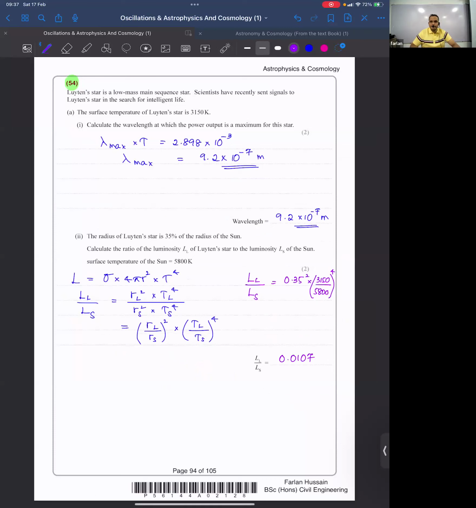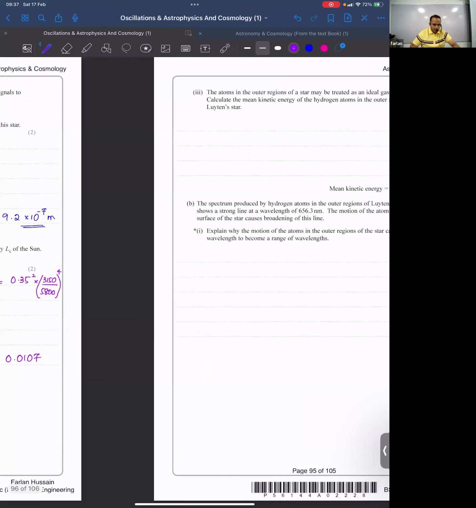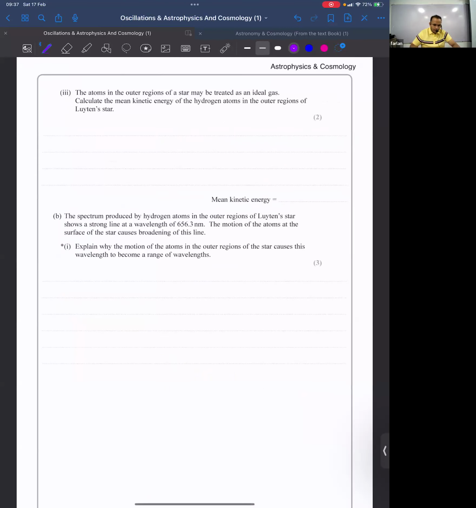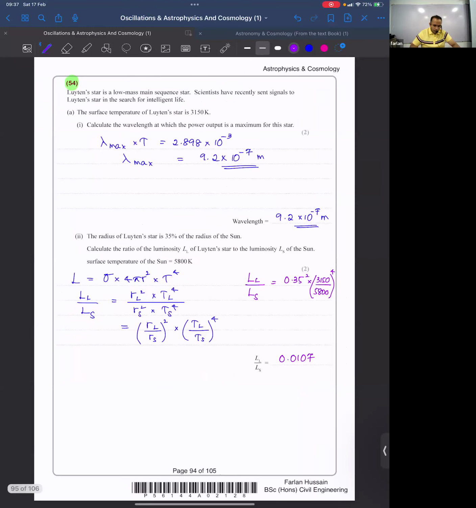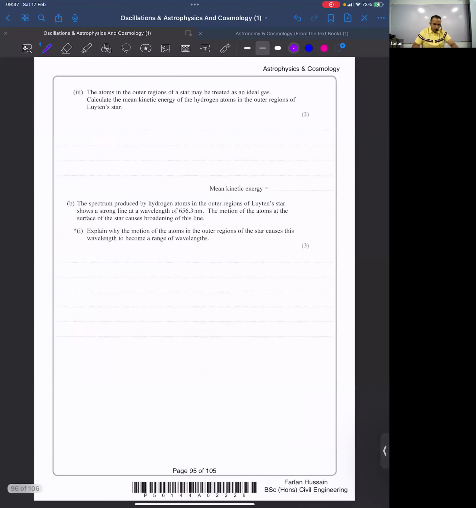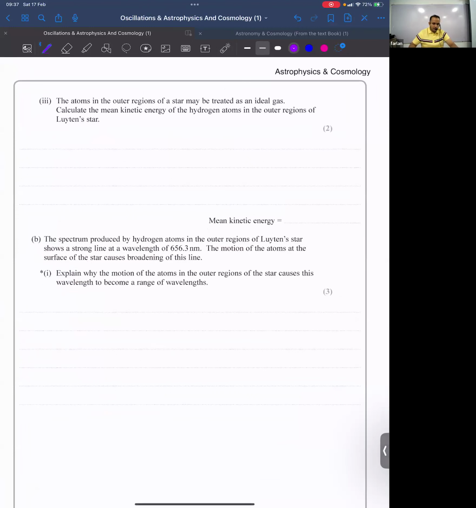Have you got this answer? Right. There's the next one. The atoms on the outer regions of a star may be treated as an ideal gas. Calculate the mean kinetic energy of the hydrogen atoms in the outer regions of lightning star.